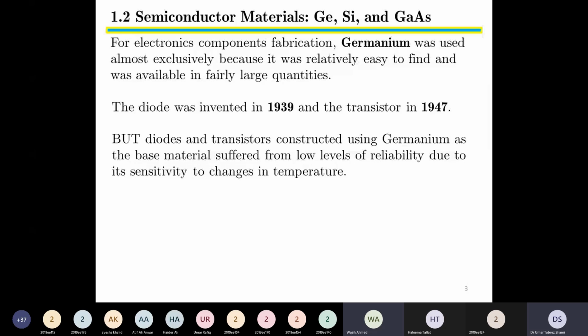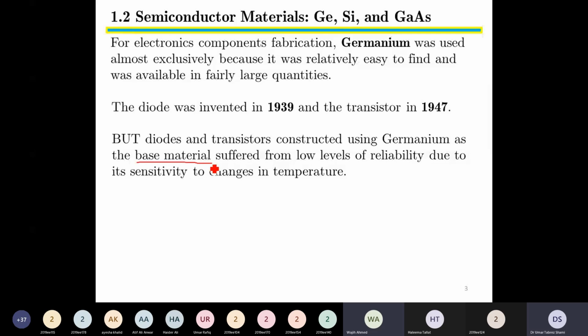Now, if we look at this sentence, that diodes and transistors constructed using germanium as base material. What is the meaning of this word base material? The base material refers to that a single or a simple crystal of germanium is of no use. We have to make correct conditions to develop diodes. We have to make correct conditions to develop transistors and other electronic components. Base material will be your intrinsic material. It is the material which is pure from any impurity.